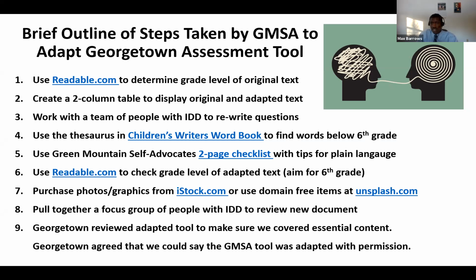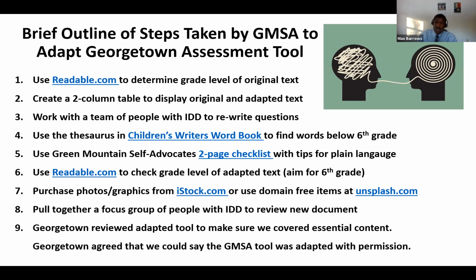Number 8, put together a focus group of people with intellectual and developmental disabilities to review new documents. We did this step with our board members here at Green Mountain Self-Advocates. When you do that, go through the document word for word to make sure people understand, which is what we did.